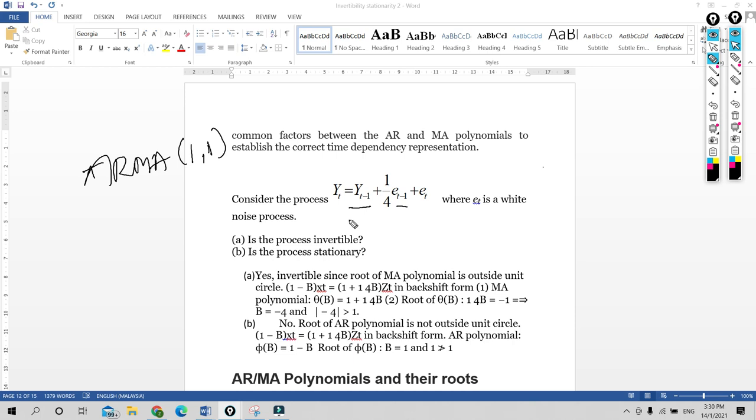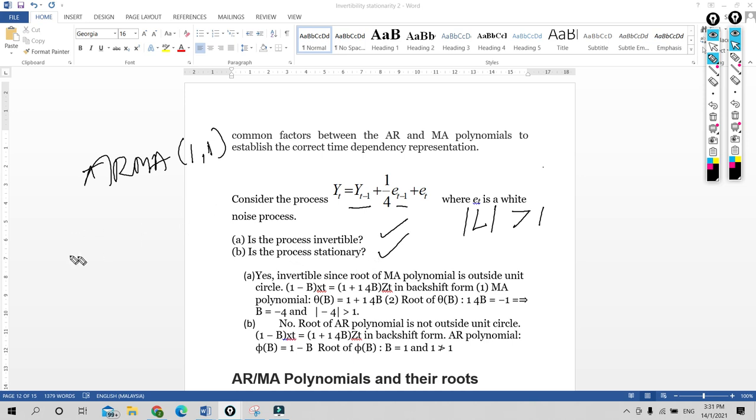So these are ARMA(1,1). I want to check first for stationarity, then I want to check for invertibility. To decide whether the time series is stationary or invertible, you have to find the absolute value of L here. If greater than 1, then consider it stationary. If less than or equal to 1, this cannot be considered stationary. So let's solve the stationary part first.